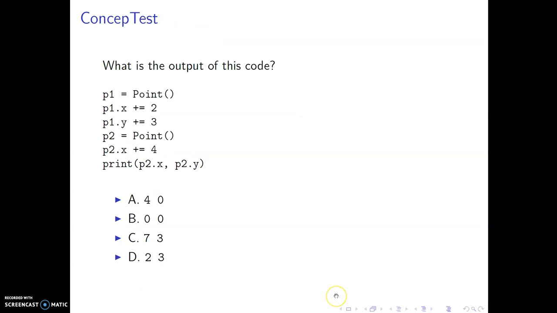All right, so now practice this. Take a moment, just see if you can figure this one out. All right, did everybody choose A? Okay, notice all we printed was P2, so all the P1 stuff was a distraction, not relevant. And A is the correct answer.